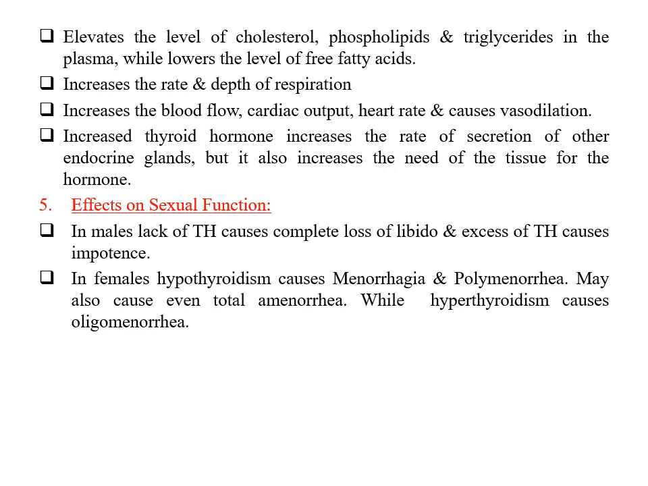Again, nutrients and oxygen should get supplied to the tissues faster, so the blood flow is also increased, cardiac output is increased, and heart rate is also increased. Thyroid hormone also increases the rate of secretion of other endocrine glands, and it increases the need of the tissues for the hormones.